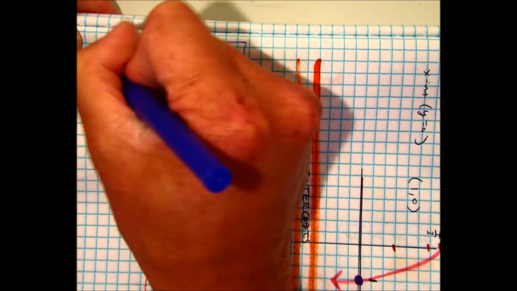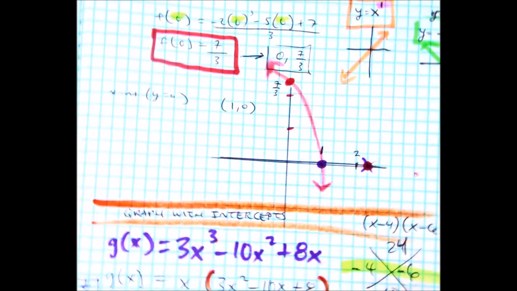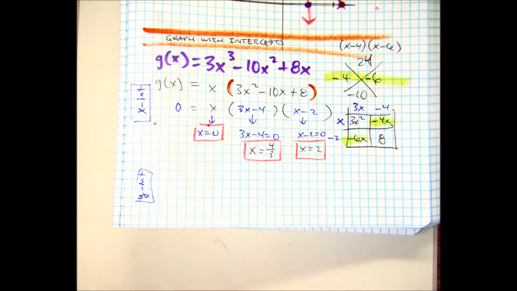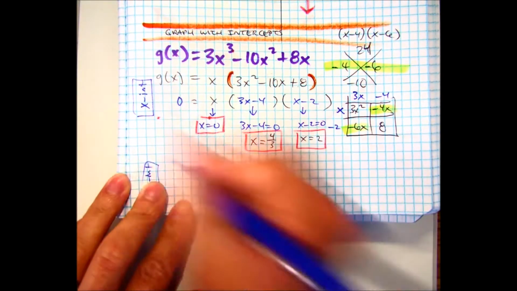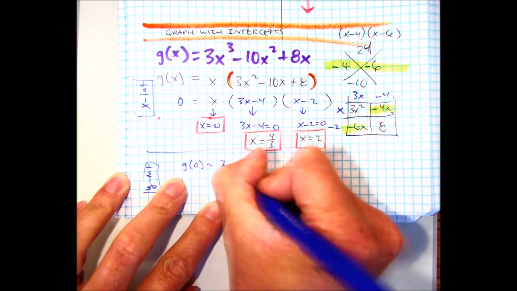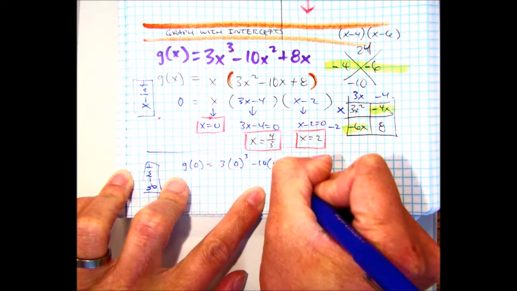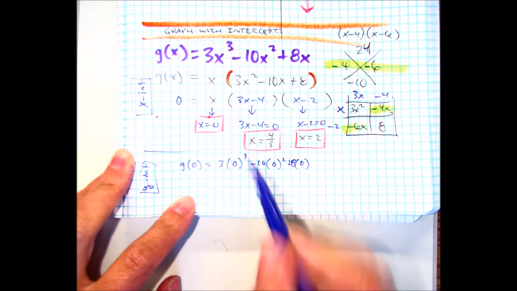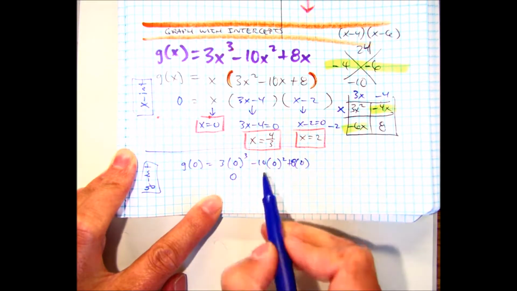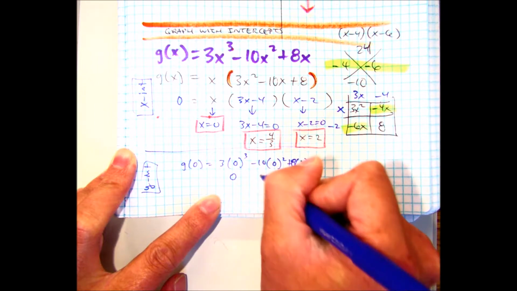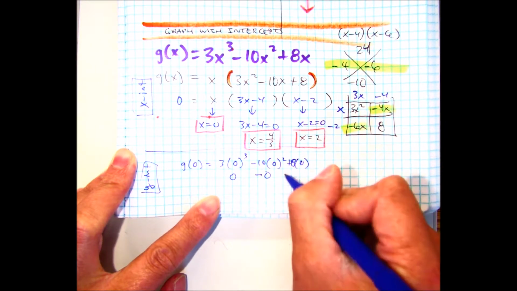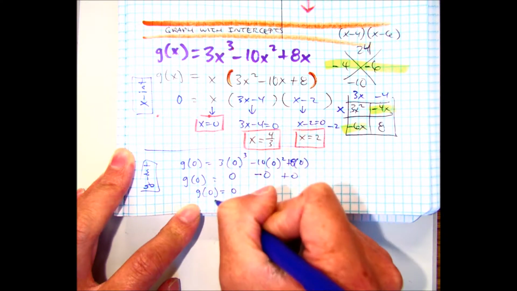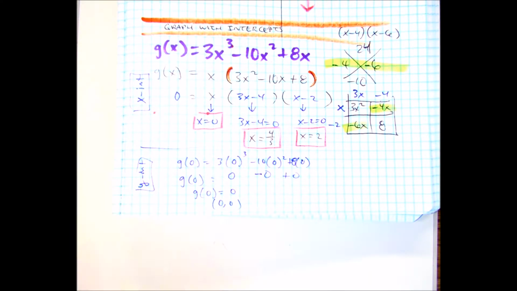And to solve for the y-intercept, all I have to do now is substitute in 0, right? That's 8 times 0. Class, what's 0 to the third power? 0. 0 times 3? 0. 0 squared? 0. 0 times negative 10? 0. And 8 times 0. 0. So all of that is? 0. So when g of 0 equals 0, that's essentially the ordered pair 0, 0. Right? Let's get that in a different color.